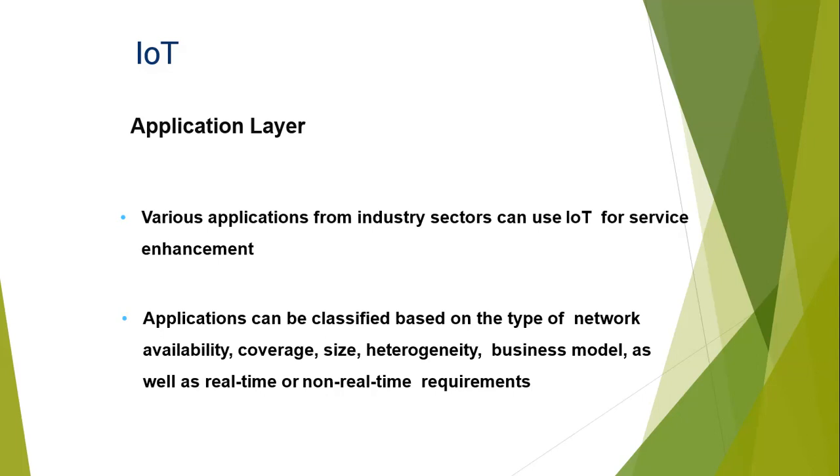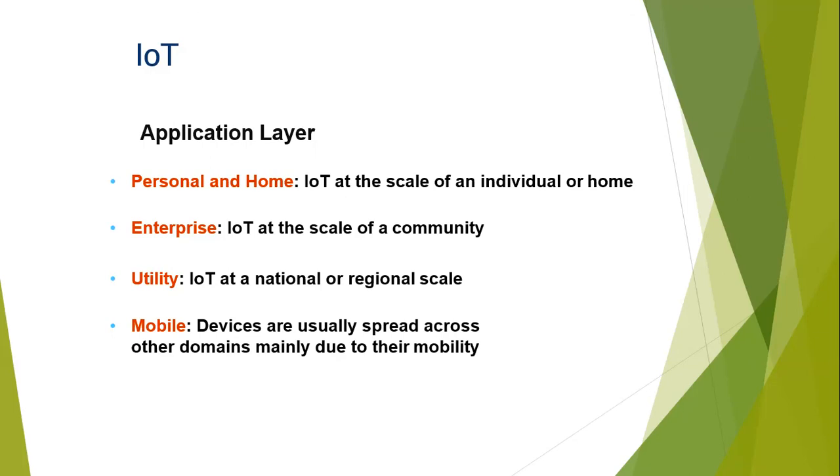Applications can be classified based on the type of network availability, the coverage size, the heterogeneity and the type of network, as well as the business model and real-time or non-real-time requirements. If real-time data is required, then we require an RTC in our IoT services or hardware. If it doesn't require it, then we may not use an RTC, a real-time clock, which may transmit the data in a real-time format.